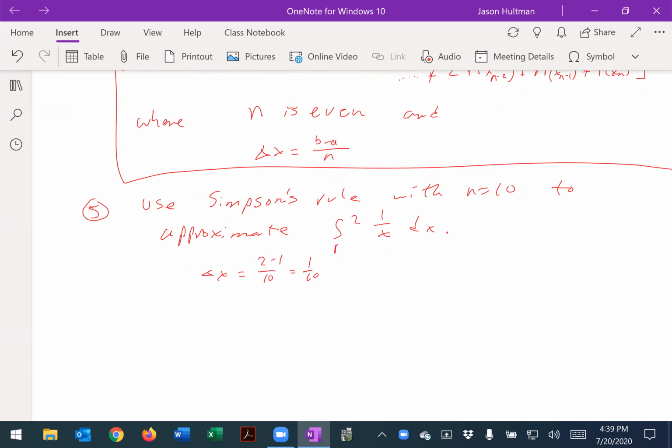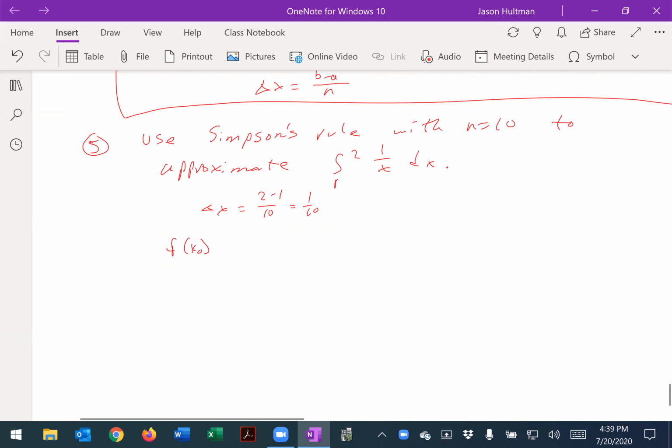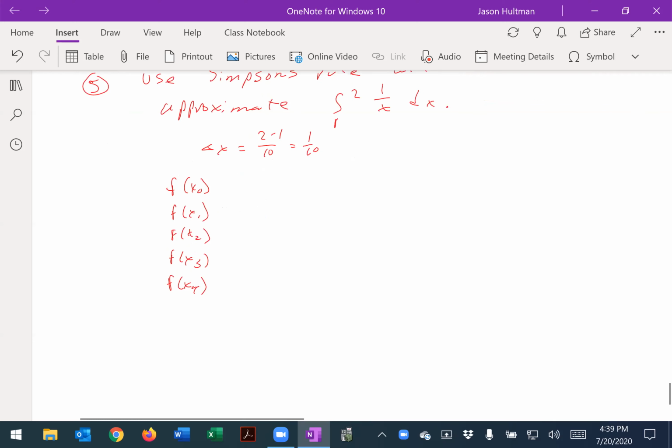Okay, so f of x sub 0, this is going to go x sub 0 all the way to x sub 10. f of x sub 0, f of x sub 1, f of x sub 2, f of x sub 3, f of x sub 4, f of x sub 5, f of x sub 6, f of x sub 7, f of x sub 8, f of x sub 9, f of x sub 10. These are kind of off, but whatever. You get the idea.